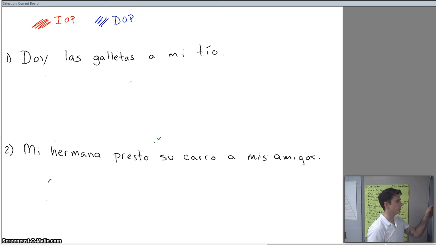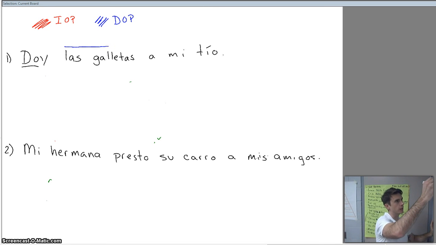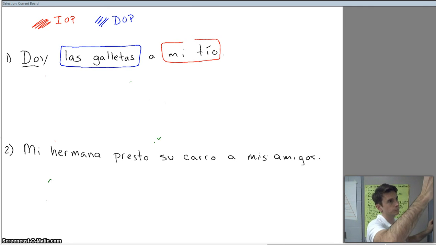Well, first, locate your action. The action is doy. It comes from dar, to give. So what is being given here? All right, what is being given is our las galletas. So that would be our DO. What would be our IO, indirect object? Who is going to benefit from receiving these cookies? Who will receive the cookies? You are correct if you said mi tío.